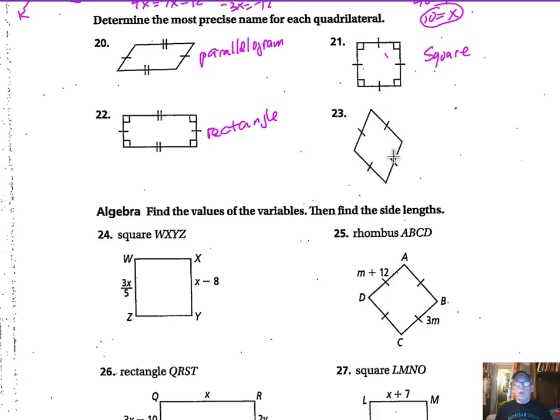And number 23, all sides are congruent. It's a diamond shape. We call it a rhombus.